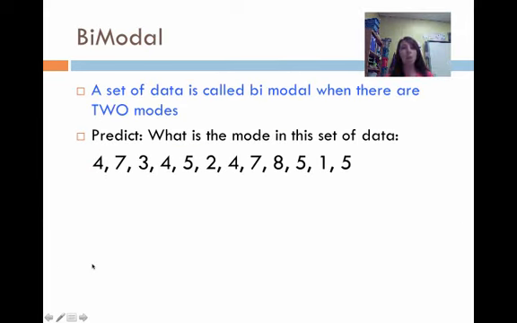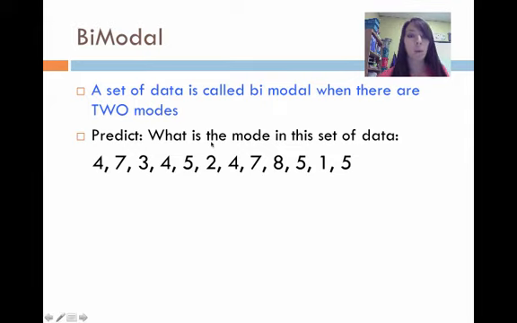Okay? On the left side of your paper, write bimodal. A set of data can be called bimodal when there are two modes. The word bi means two, like bicycle. Humans are called bipedal because we walk on two legs. Okay, that bi means two. So when it's bimodal, it means that there's two modes in your set of data.